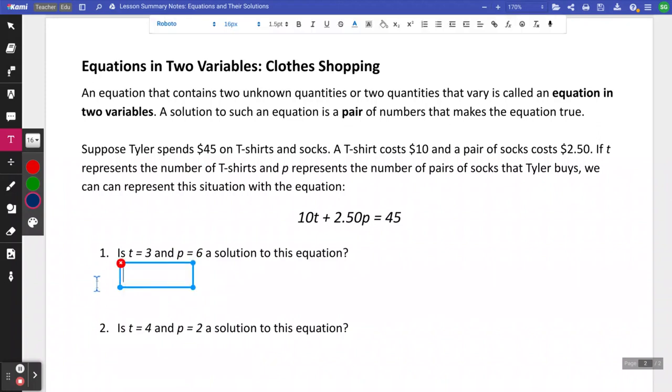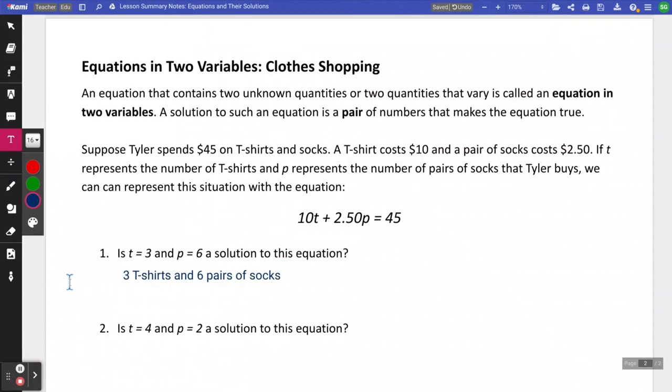Well, it's asking t equals 3. We know t is the number of t-shirts, so that would be 3 t-shirts. And p equals 6 would be 6 pairs of socks. So when we're asking if 3 t-shirts and 6 pairs of socks is a possible solution, we're asking, is that a combination of things that Tyler could buy? Go ahead, pause the video and see if you can figure out, is that a possible combination of quantities of those 2 items he could buy?